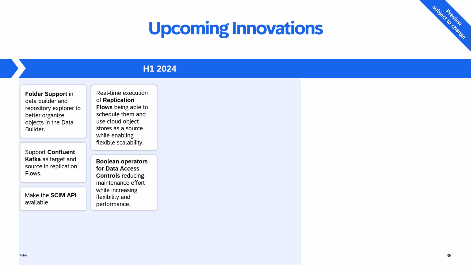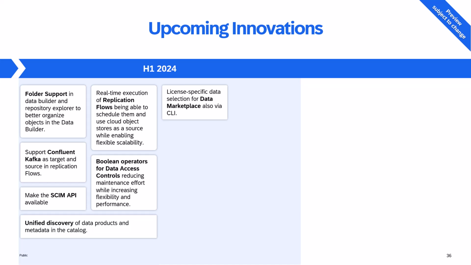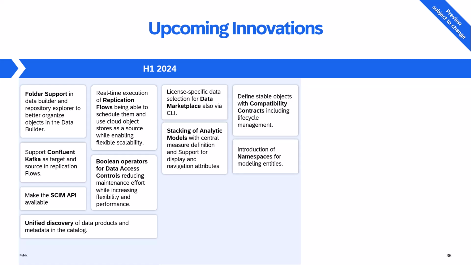in 2024 we'll make the SCIM API available. Then we will extend the data marketplace also with license specific data selection on the marketplace via CLI, and unified discovery of data products in the metadata catalog.